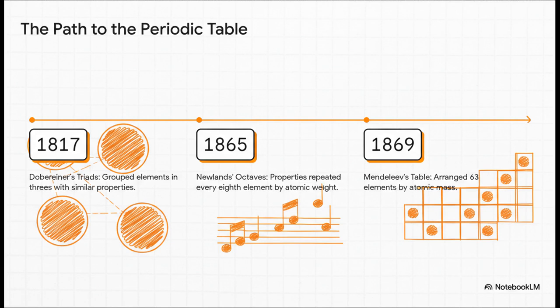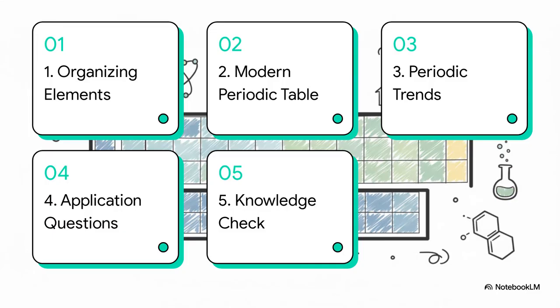But the real game changer was Dmitri Mendeleev. He arranged the elements by atomic mass, and, get this, he was so confident he left gaps for elements that hadn't even been discovered yet. Ready to ace this chapter? Here's our roadmap. We're going to see how we went from those early ideas to the modern table we use today. Then we'll decode the trends, tackle a real exam-style question, and finish with a quick knowledge check.